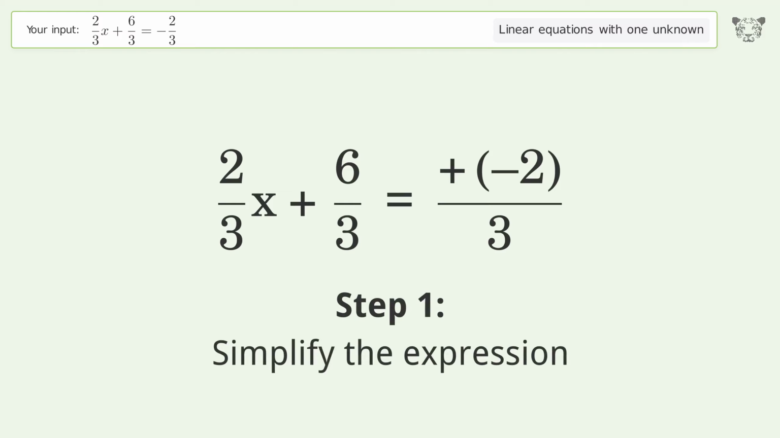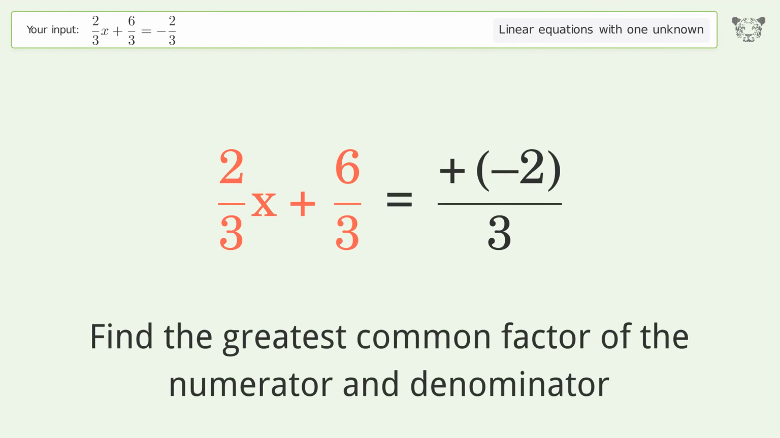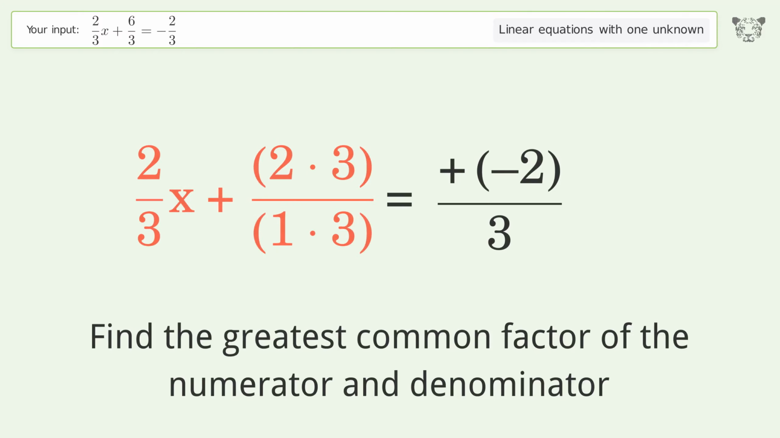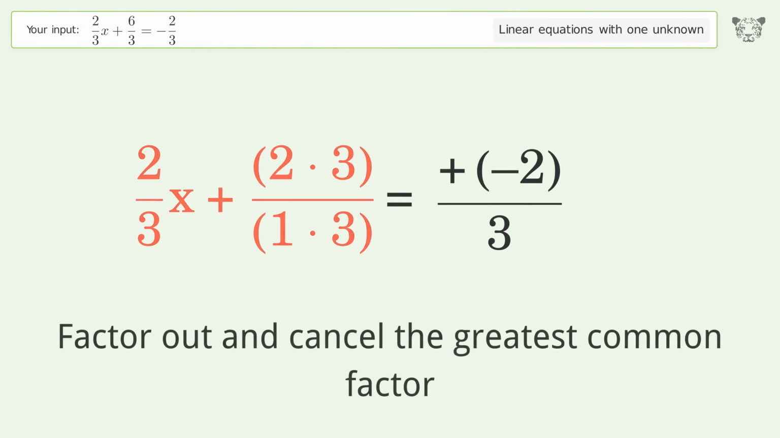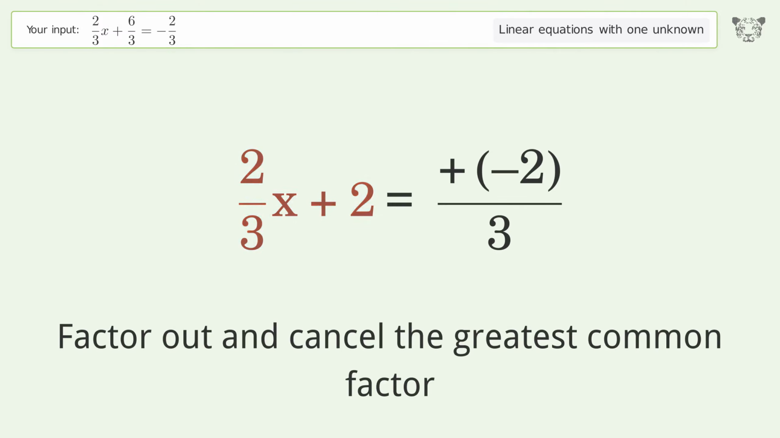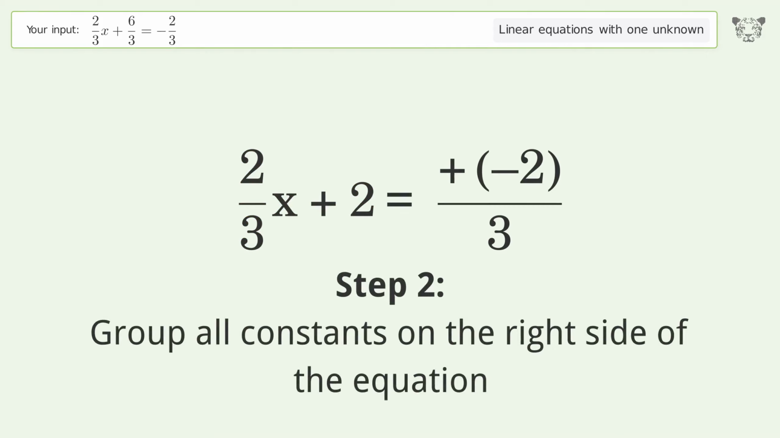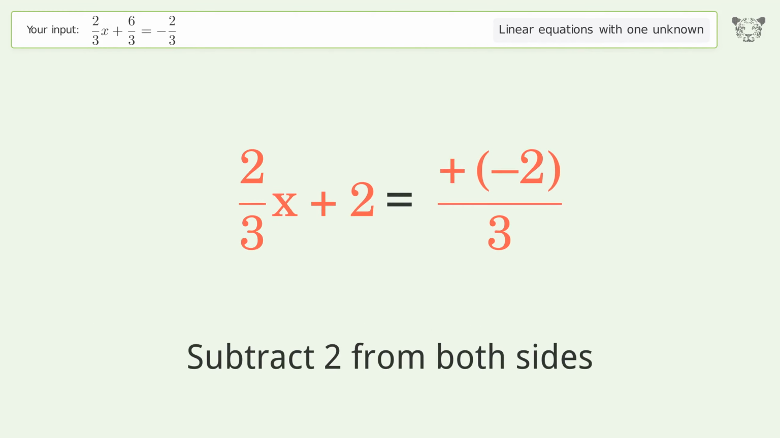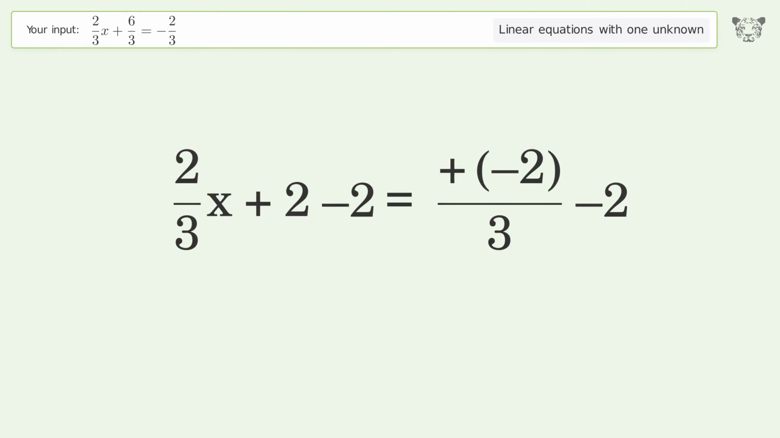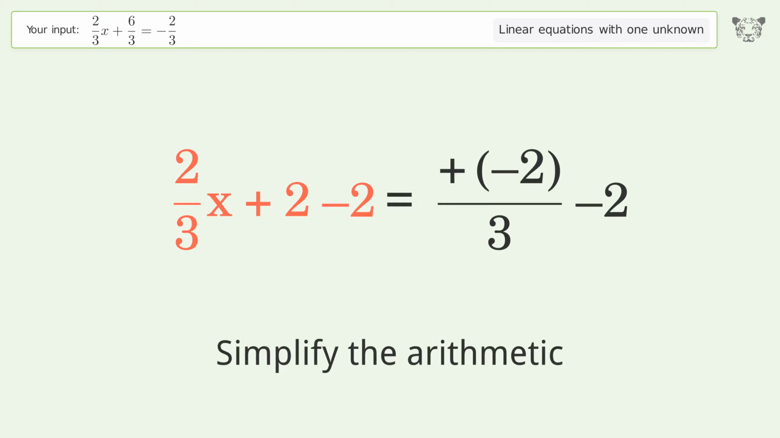Simplify the expression. Find the greatest common factor of the numerator and denominator. Factor out and cancel the greatest common factor. Group all constants on the right side of the equation. Subtract 2 from both sides. Simplify the arithmetic.